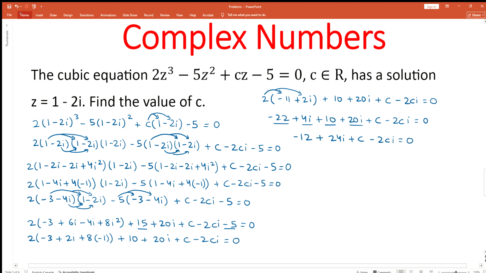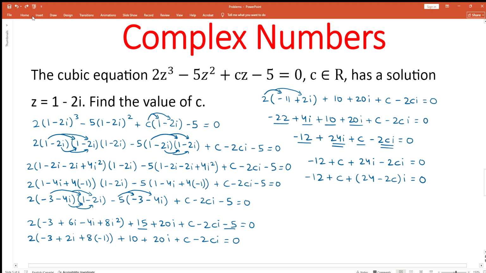In this step, there are two real terms, negative 12 and c, and there are two imaginary terms, 24i and negative 2ci. This is a complex expression. We can write it in standard form. We can write the real terms first and then the imaginary terms. We can factor out i from the imaginary terms. We get a complex expression in standard form.